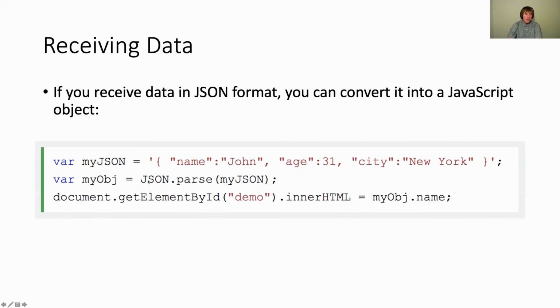However, if I call JSON.parse and pass in the string, it's going to turn it back into an object. Once it's an object, I can call myObject.name, and it will return John. I could call myObject.age, and it will return 31. And that's exactly what we're doing here. I call myObject.name, it's going to return John, and I'm going to change the innerHTML of the page.